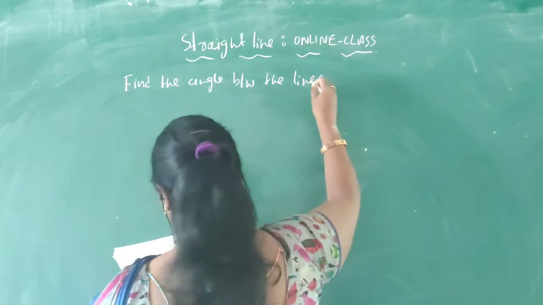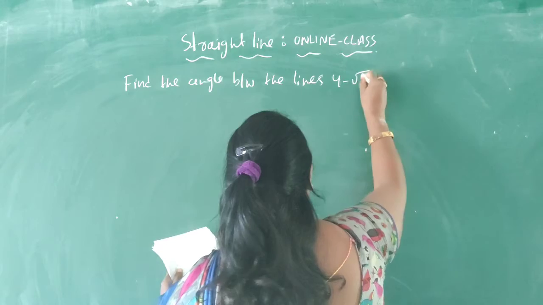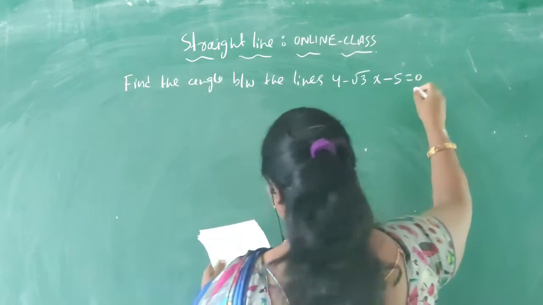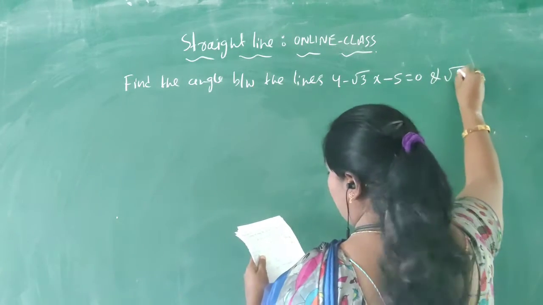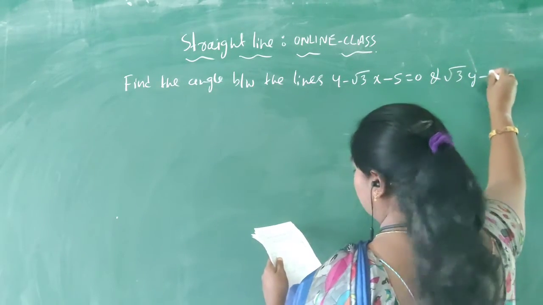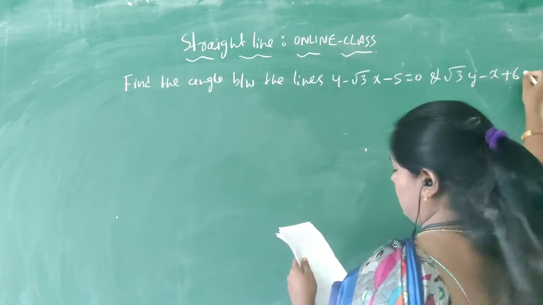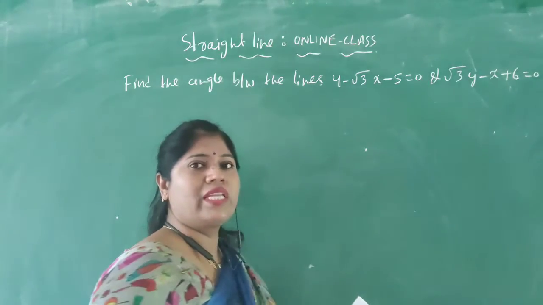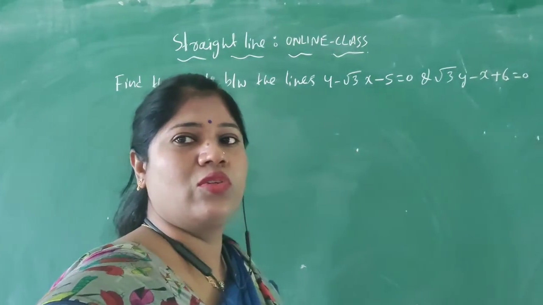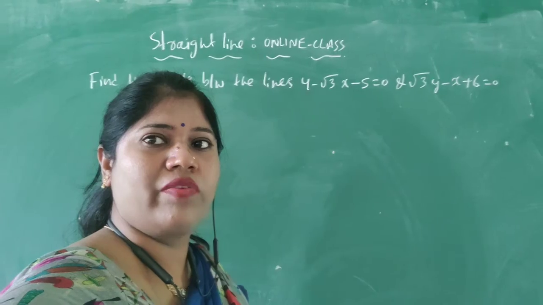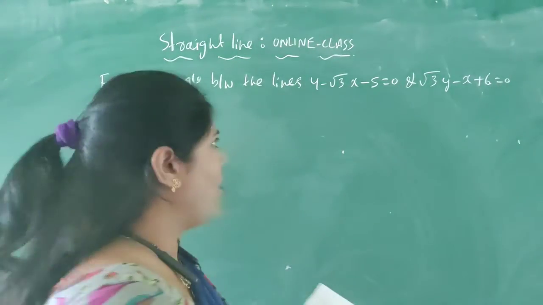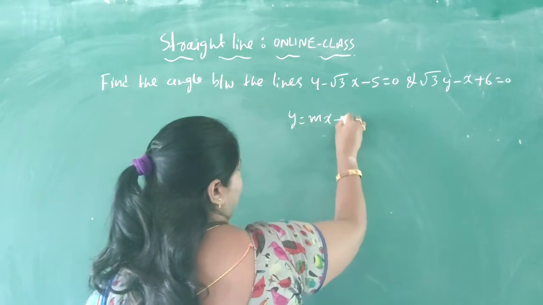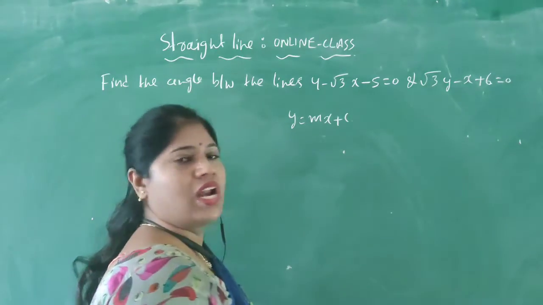Find the angle between the lines y minus root 3x minus 5 is equal to 0 and root 3y minus x plus 6 is equal to 0. First we have to write those equations in order. Okay, we have to write y is equal to mx plus c, the equation of the straight line.